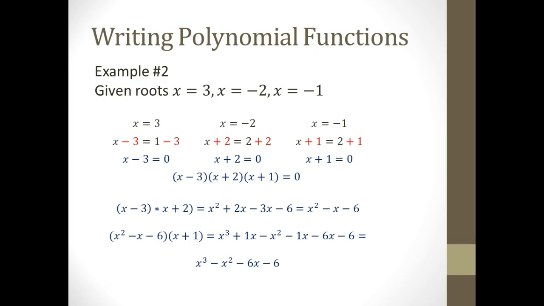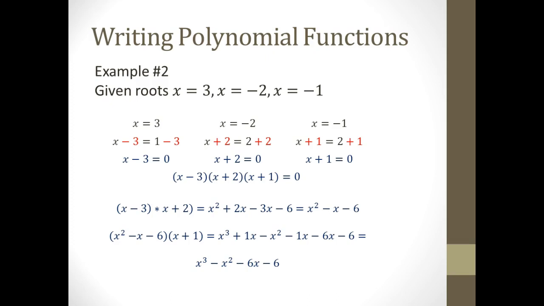So, when I take my first term, x squared, and multiply it by x, I get x cubed. X squared times 1, and I get 1x. Then I move on to the next term in my quadratic, negative x, and I multiply that by x, and I get negative x squared. Negative x times 1, and I have negative 1x. And finally, I go to my last term, negative 6. Negative 6 times x is negative 6x, and negative 6 times 1 is negative 6.